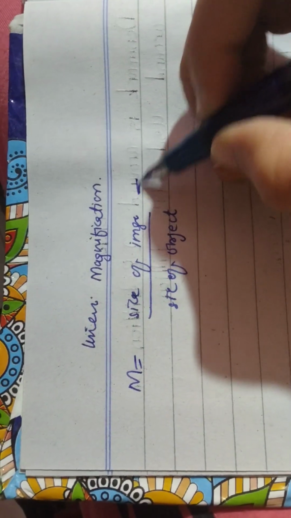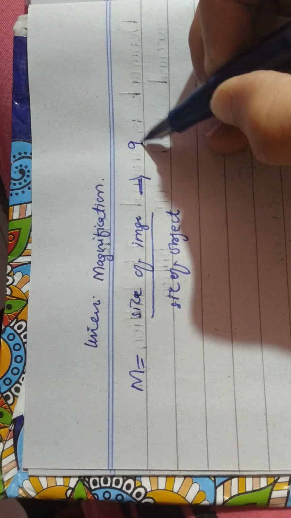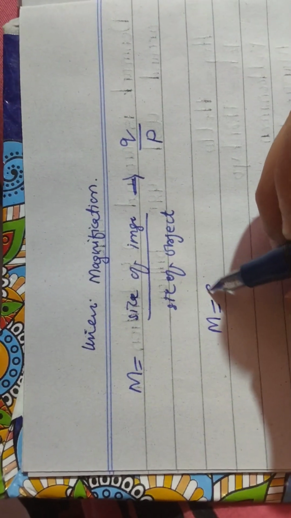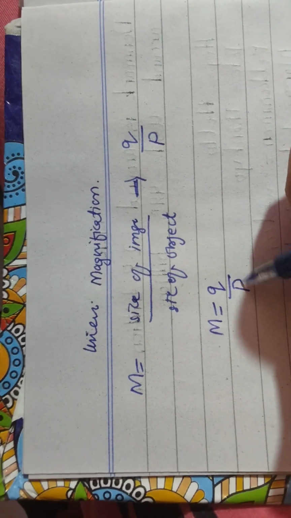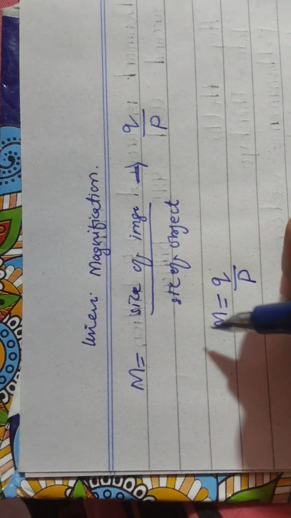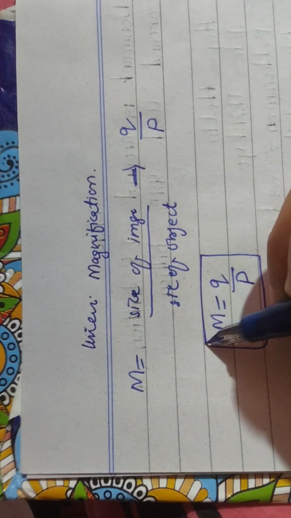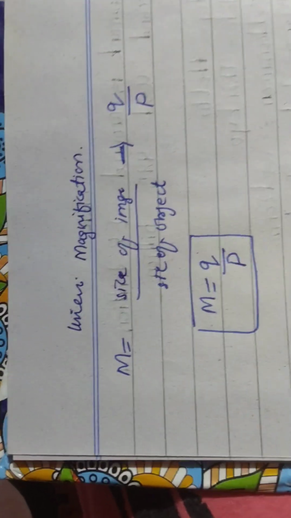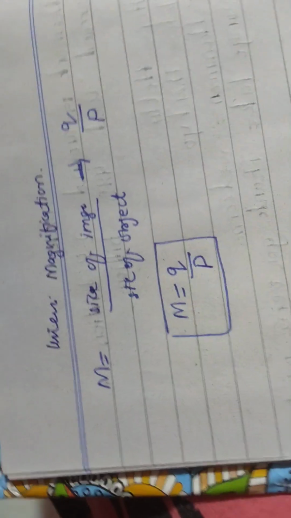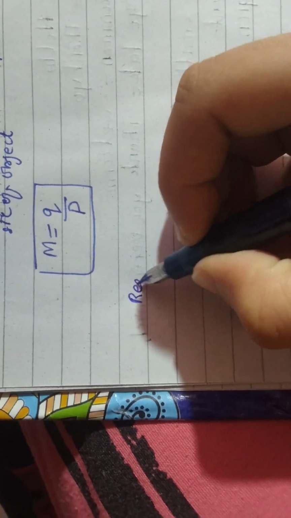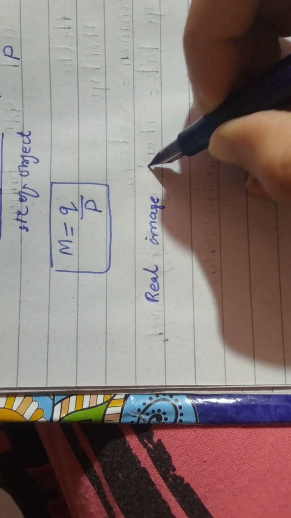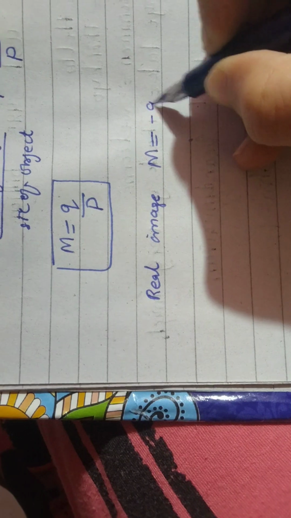We know that the size of the image is known as q and the size of the object is known as p. So basically m is equal to q upon p. This is the formula of magnification, which is basically linear magnification. Now, what will be the magnification of a real image? The magnification of the real image is m is equal to minus q upon p.